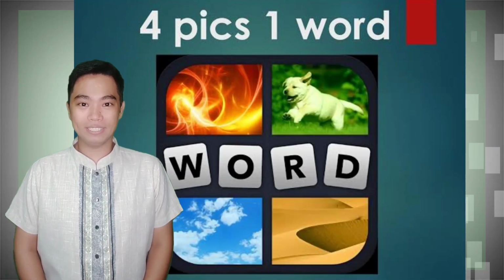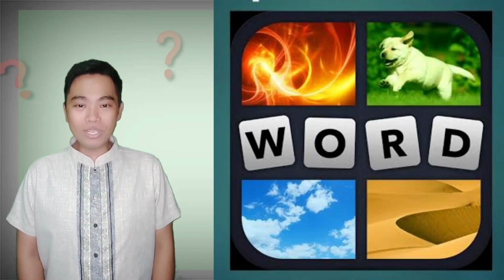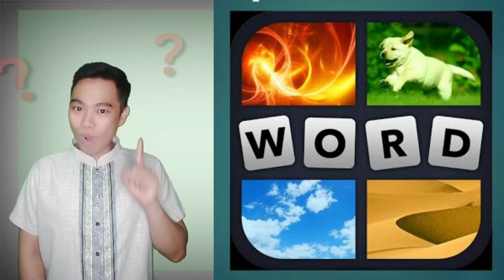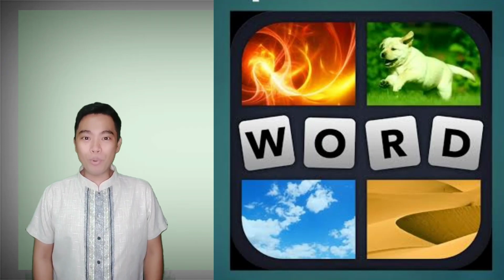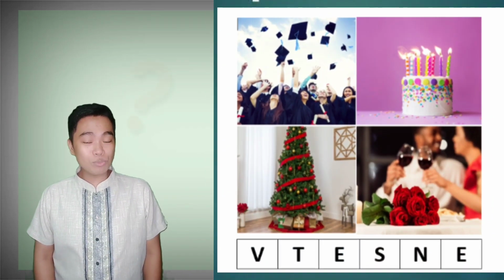For our first activity, let's play Vortex one word. The game mechanics is that you need to guess what the word is by looking at the four pictures with the one common word. Number 1. Can you guess what the word is?